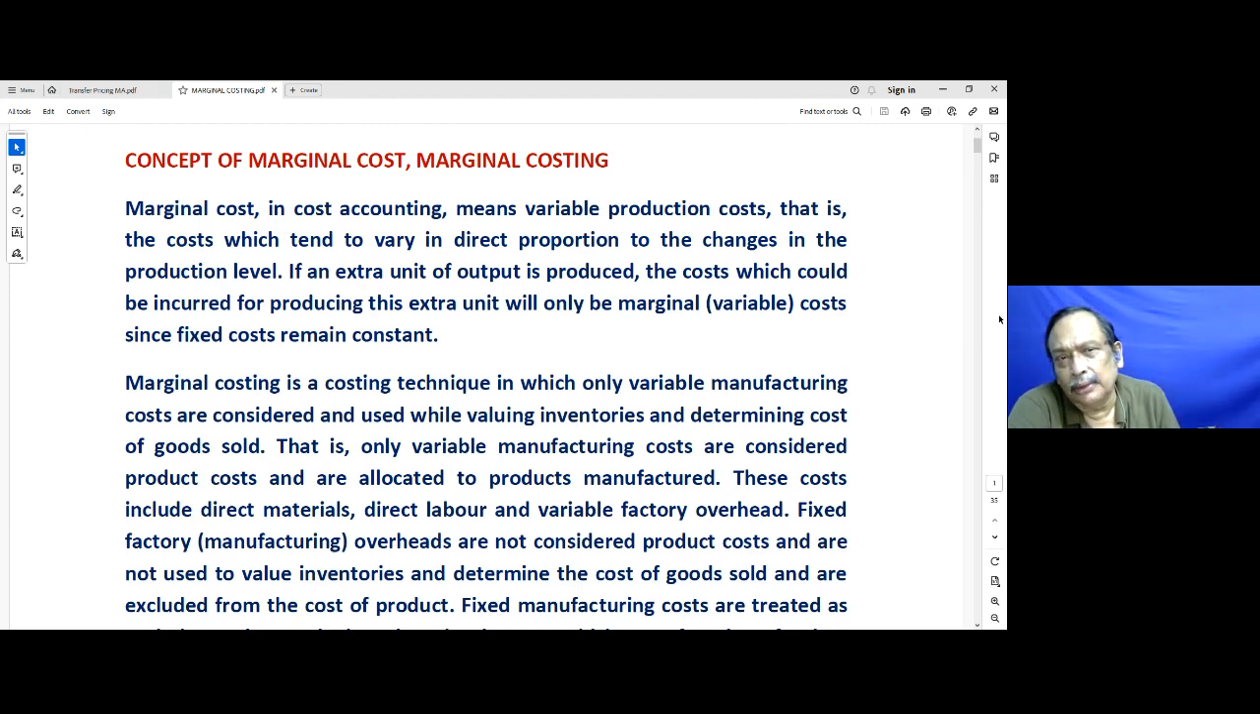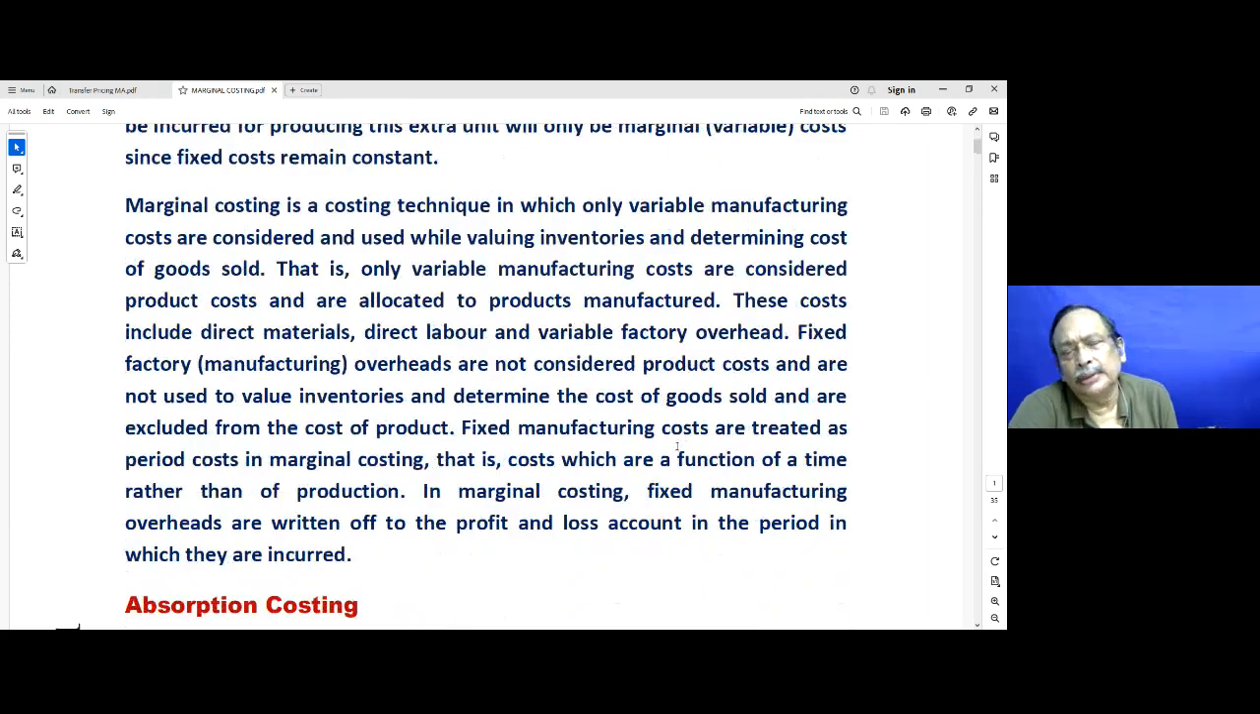So marginal cost in cost accounting means variable production cost, that is the cost which tends to vary in direct proportion to the changes in the production level. If an extra unit of output is produced, the cost incurred for producing this extra unit will only be marginal, that is variable cost, since fixed costs remain constant. Now, marginal costing is a costing technique in which only variable manufacturing costs are considered and used while valuing inventories, mind this, and determining cost of goods sold.